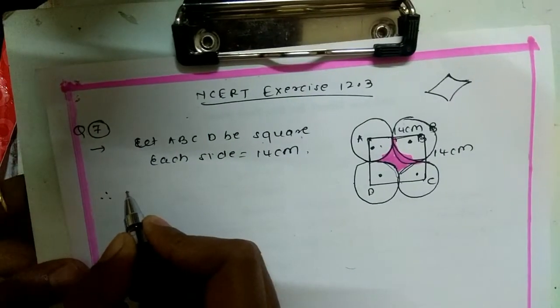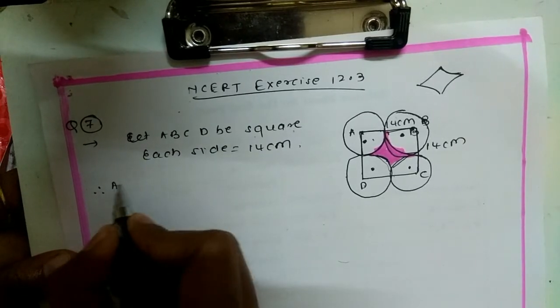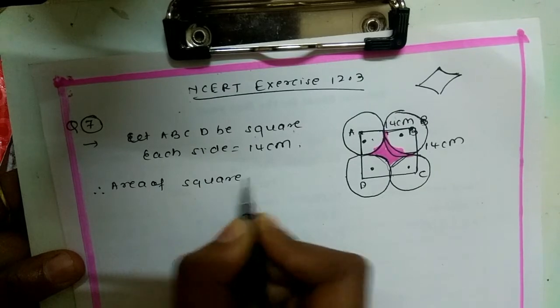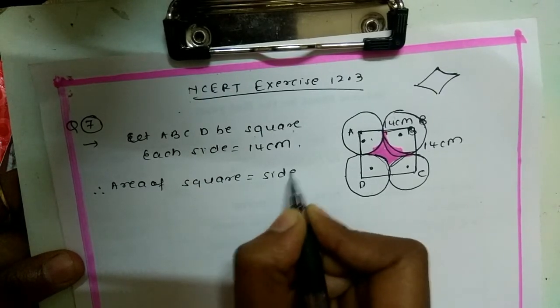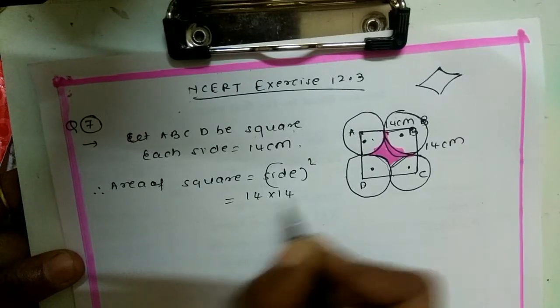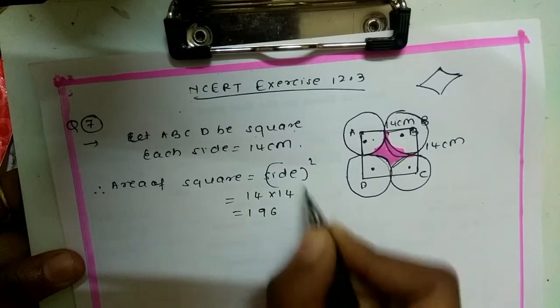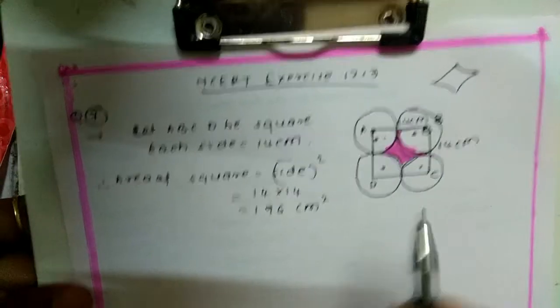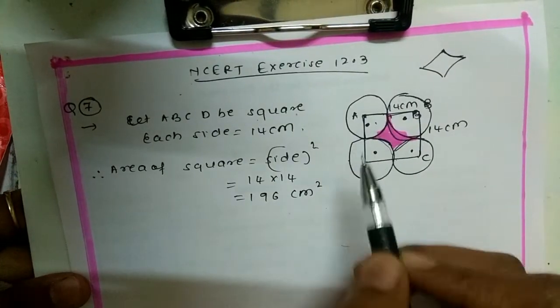So let us find here the area of the square. The formula is side into side, or you can write side square. Each side is 14, so 14 into 14, that is 196 centimeter square. It is very important to write the unit. Now we need to find out the area of each sector.